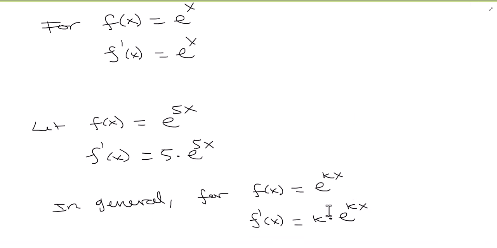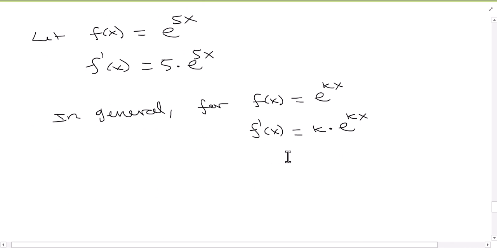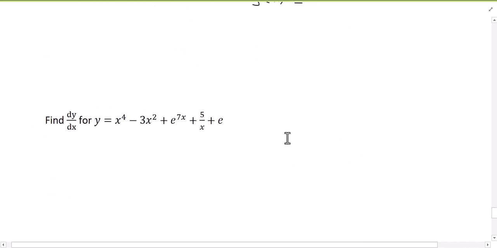So it might look similar to the general power rule, but it's not, right? Because we get the exponential back and you just multiply by the constant in front of the x, so the coefficient in front of the x, rather than subtracting 1 as we do with the general power rule. So let's try another example.